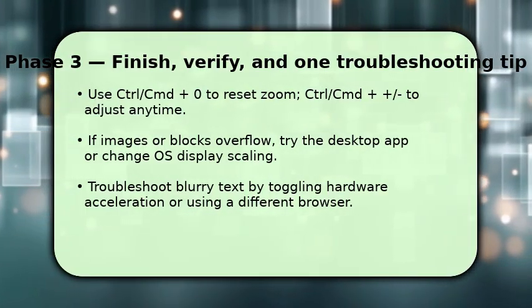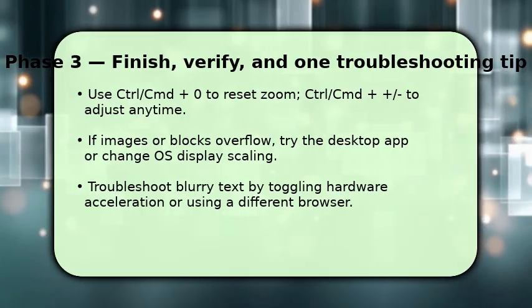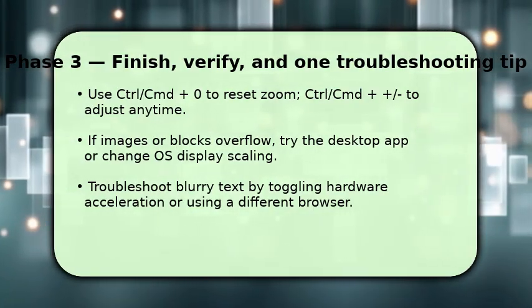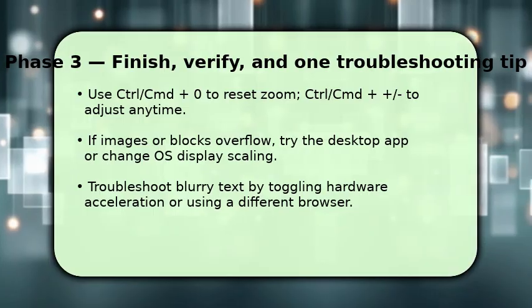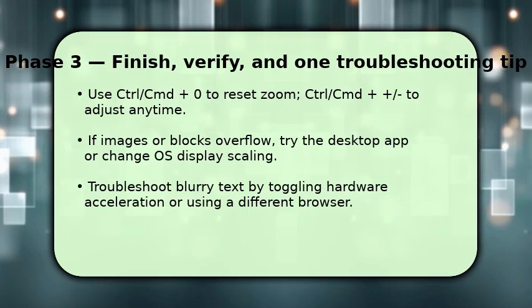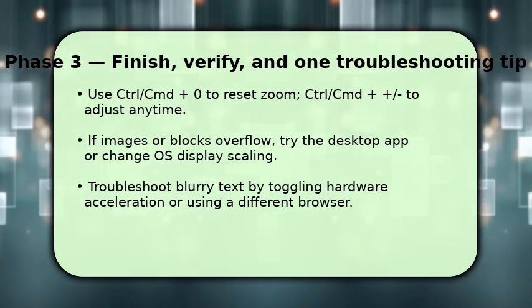If text becomes blurry after zooming, disable or enable hardware acceleration in the browser or test another browser. That usually resolves rendering problems. If problems persist, reset zoom and reapply a slightly different percentage.